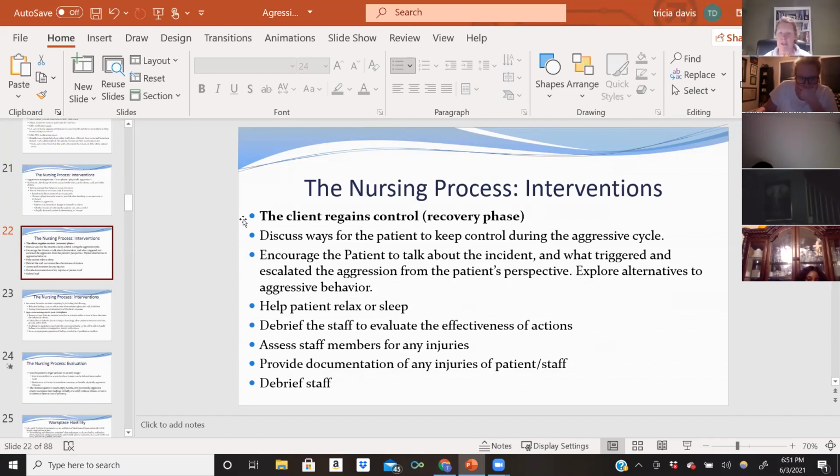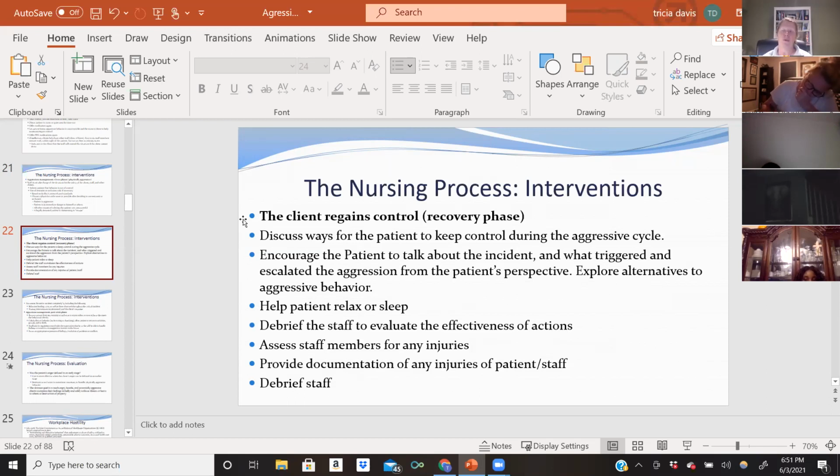We want to encourage the patient to talk about the incident. We want to know what triggered him, what escalated him from the patient's perspective. And then we want to explore those alternatives to preventing that aggressive behavior. We want to make sure that the patient is relaxed. He might need something to sleep. We can encourage him to get some sleep.